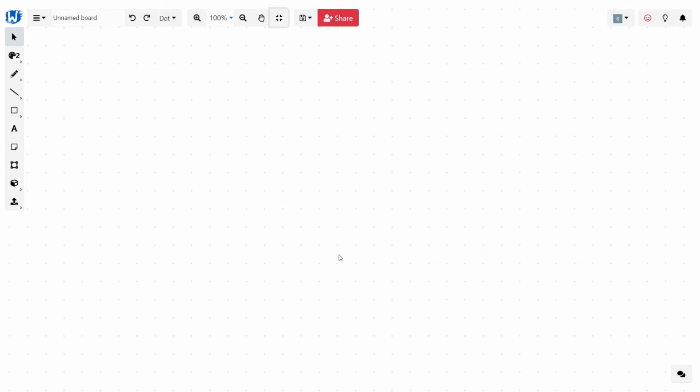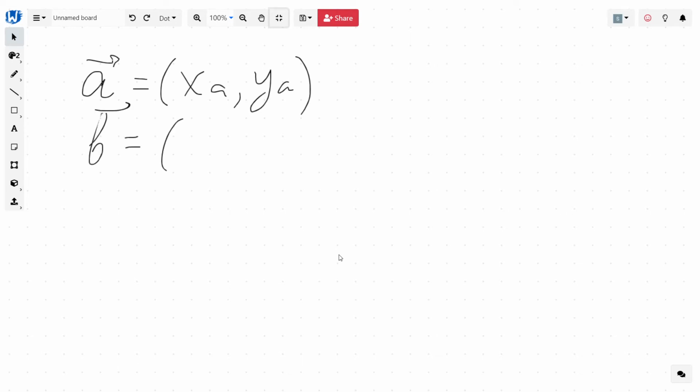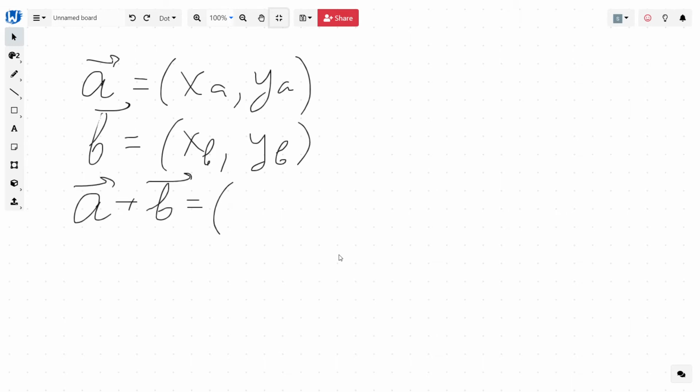So first things first, let's say we have two vectors. Vector A with coordinates, and again, those are coordinates of a vector and not of the points. Vector A has coordinates xa, ya. Vector B has coordinates xb, yb. The way we're going to address the sum of two vectors is by summing the coordinates. So it's going to be a vector with coordinates xa plus xb, ya plus yb.